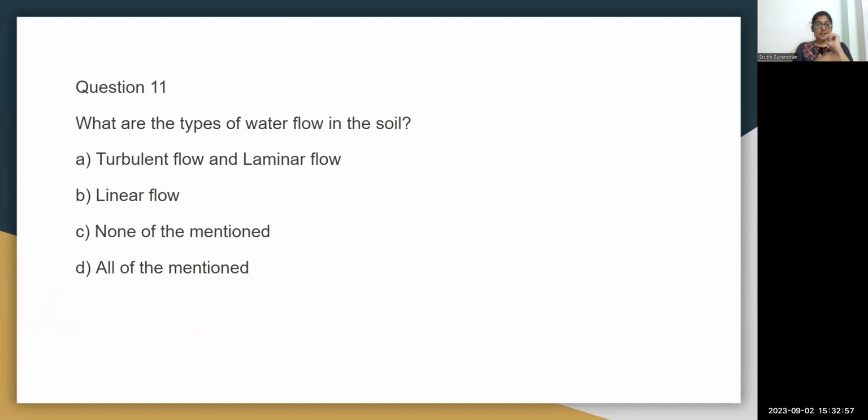Next question. What are the types of water flow in soil? What kind of flows can occur in soil? Turbulent flow, laminar flow, is it linear flow that is occurring? Or none of the mentioned options or all of the mentioned options?